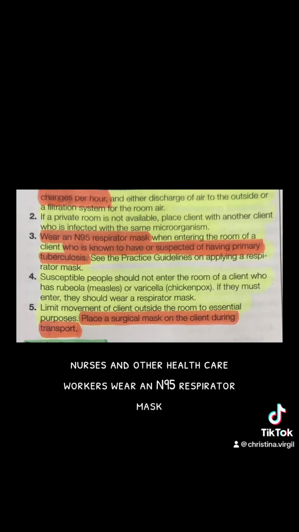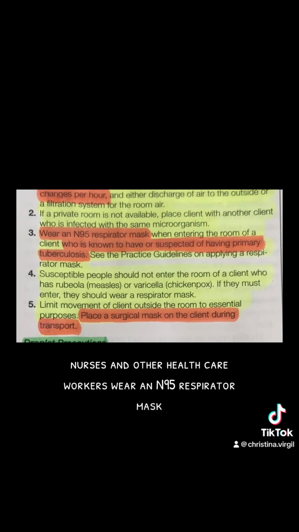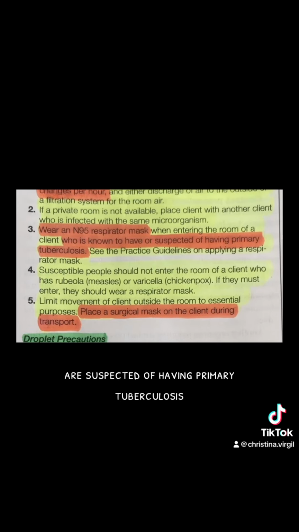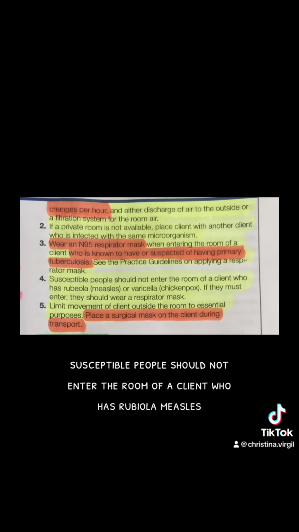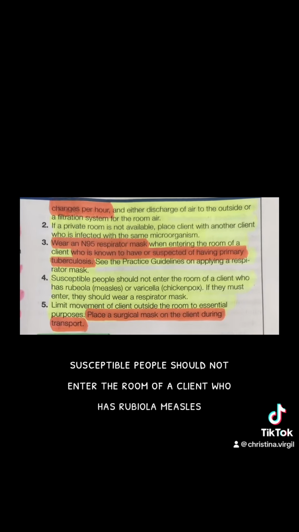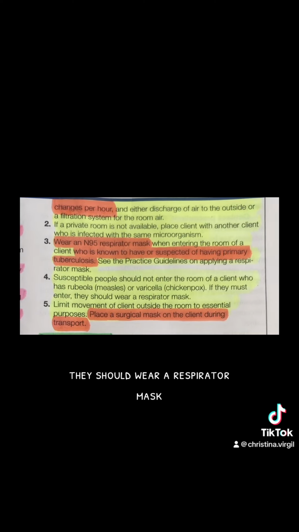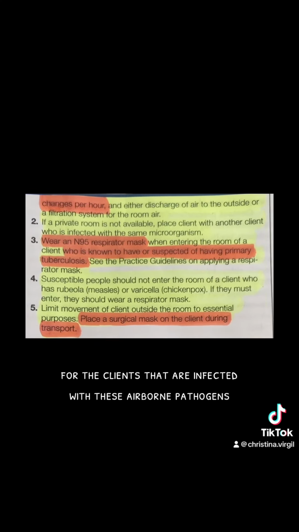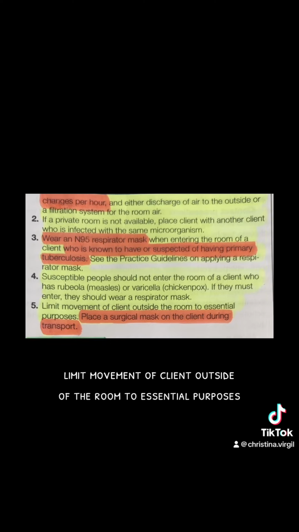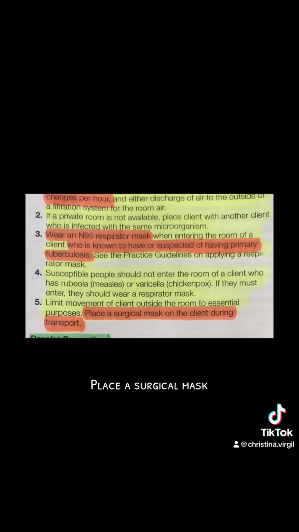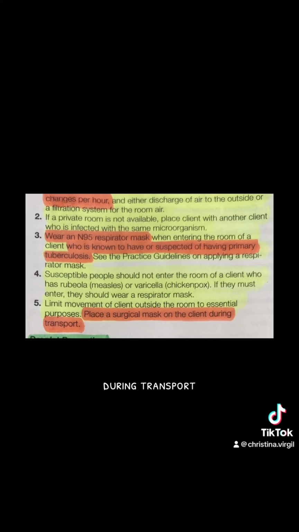Nurses and other healthcare workers wear an N95 respirator mask when entering the room of a client who is known to have or suspected of having primary tuberculosis. Susceptible people should not enter the room of a client who has rubeola, measles, or varicella chickenpox. If they must enter, they should wear a respirator mask. For the clients that are infected with these airborne pathogens, limit movement of client outside of the room to essential purposes, with a surgical mask on the client during transport.